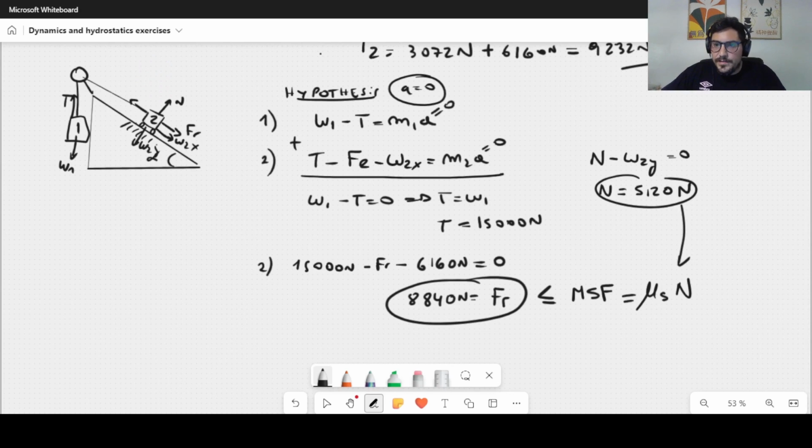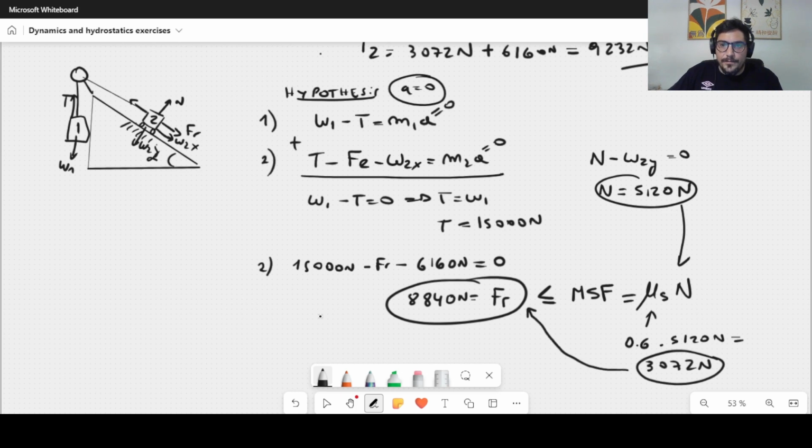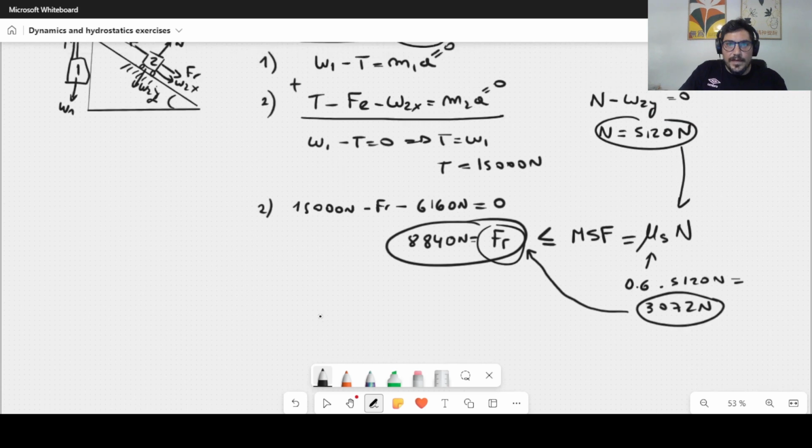So 0.6 times 5,120 Newton, it is 3,072 Newton. So the static friction has a maximum possible value of 3,072. So it cannot provide the friction required to maintain the system at rest. So the system slides. Okay, and well, the system slides. So object 2 is in motion.